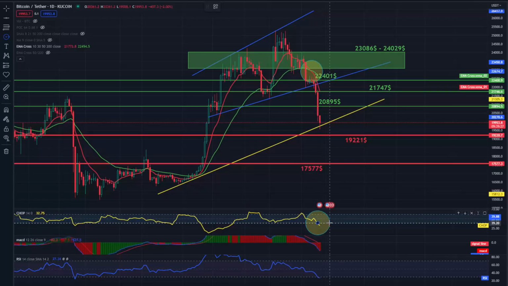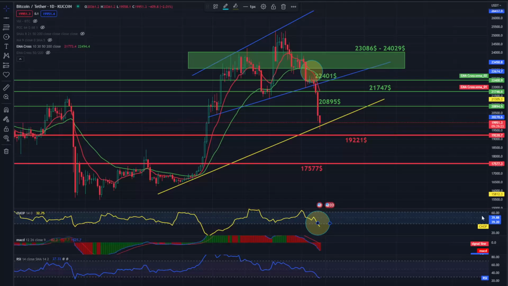Please pay attention to the CHOP index, which indicates that the energy has been used. The MACD indicator confirms the ongoing uptrend, while the RSI shows that the indicator has fallen below the lower limit, which may potentially be the end of the correction.